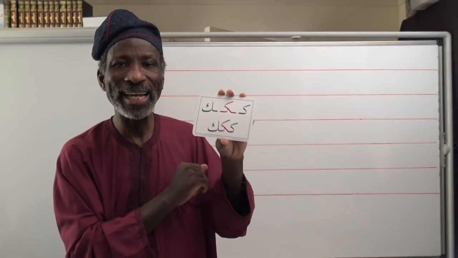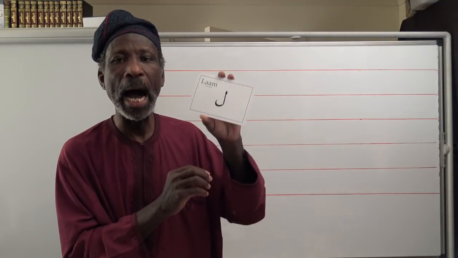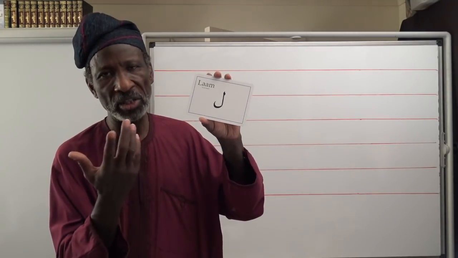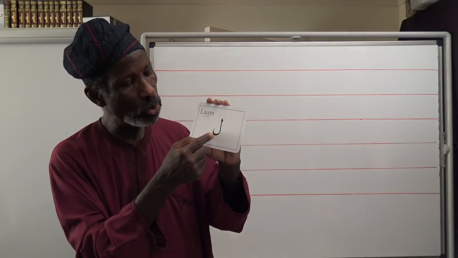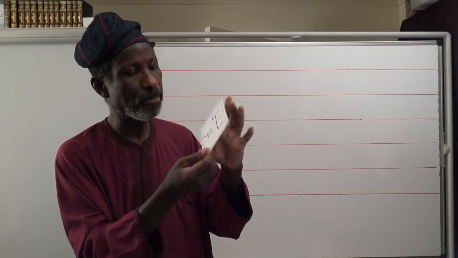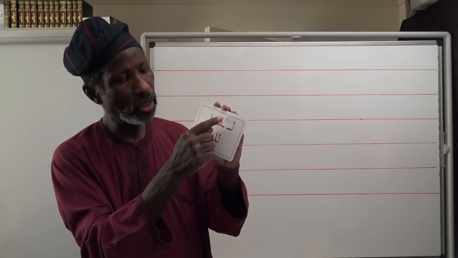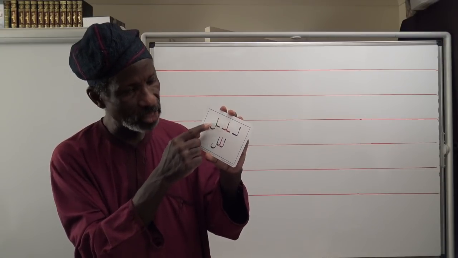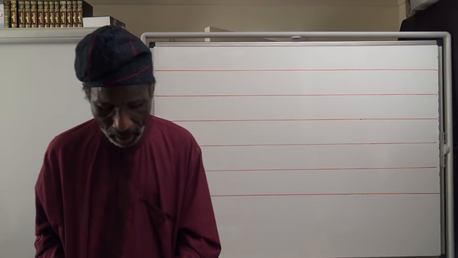That's kaf. Next is lam. Lam, L, lam. When you're writing your lam, you need to come below the line and then up again and stop once you reach the line, back up. This is your lam, it's a good letter, just join and continue, and then the last one, the true shape of the letter.